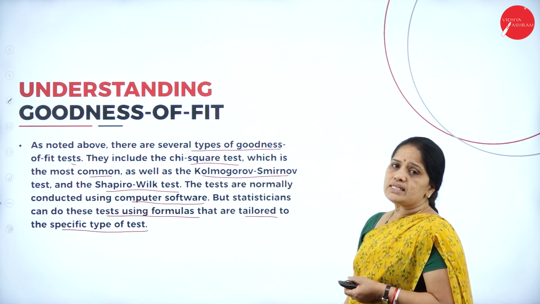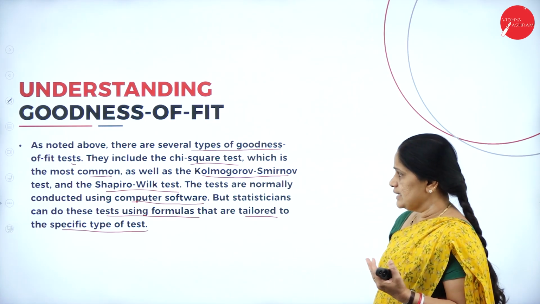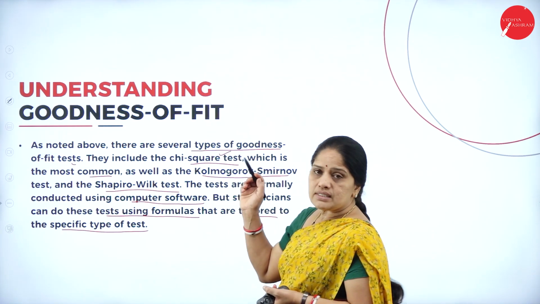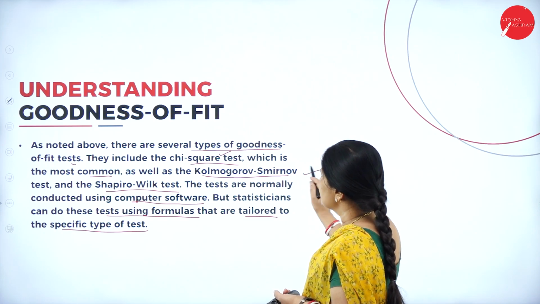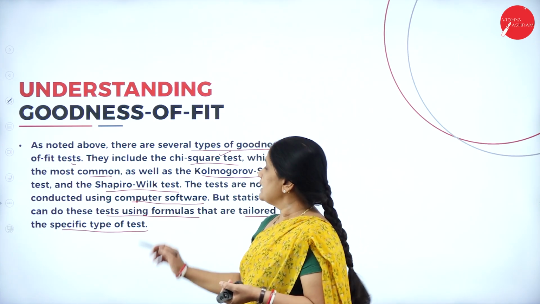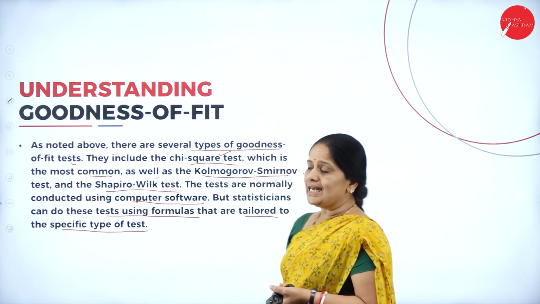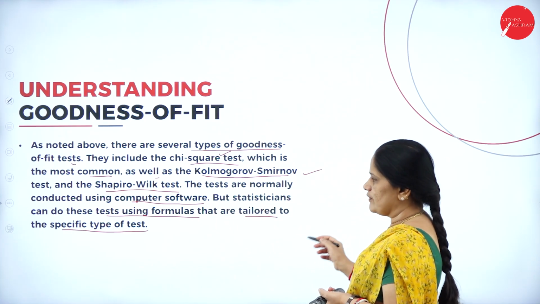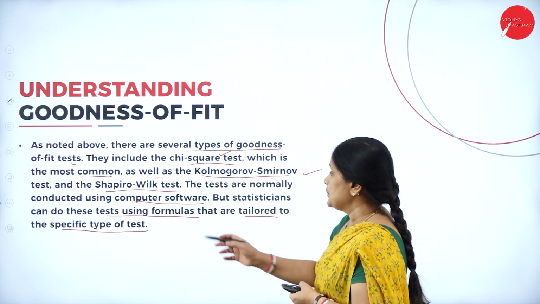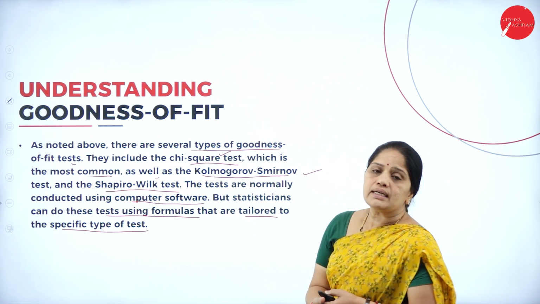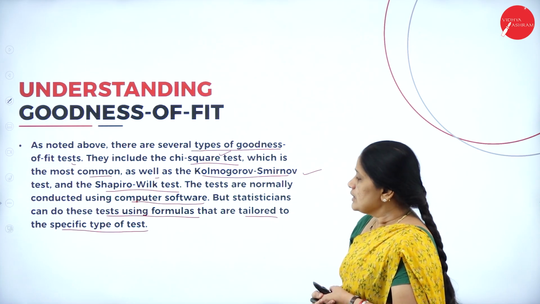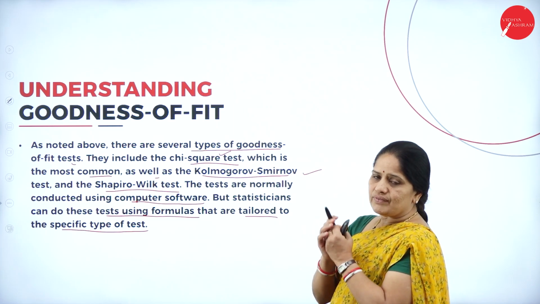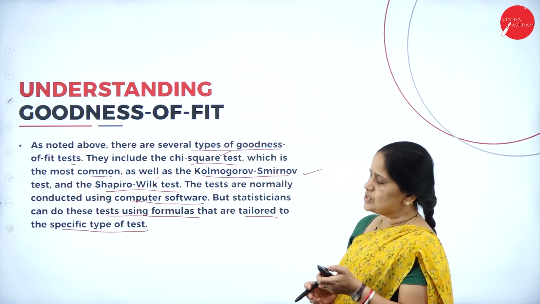So, for this goodness of fit test, there are more than 3 types. We have the chi-square test, which is the most common one. The second one is the Kolmogorov-Smirnov test, and the third one is the Shapiro-Wilk test. These tests are normally conducted using computer software, but statisticians can do this using formulas tailored for the specific type of test. So, almost all these tests we can do with the help of computer software.